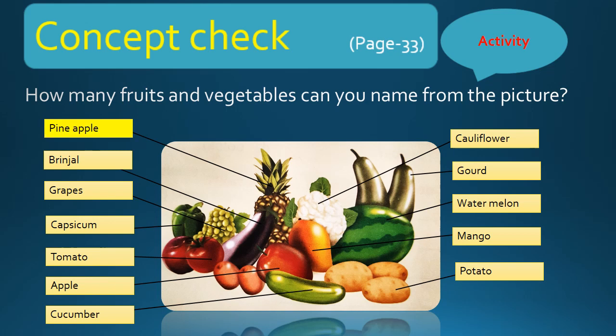Pineapple, brinjal, grapes, capsicum, tomato, apple, cucumber, cauliflower, gourd, watermelon, mango, potato. You can also draw this picture in your notebook, then color it and write their names.